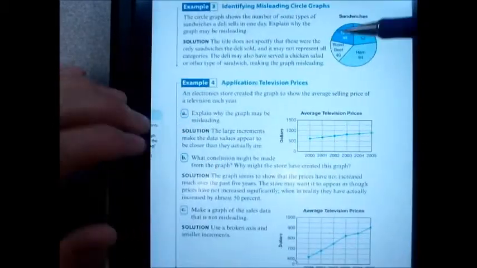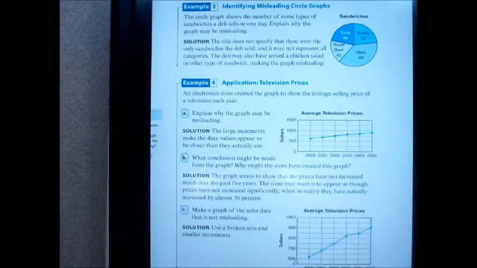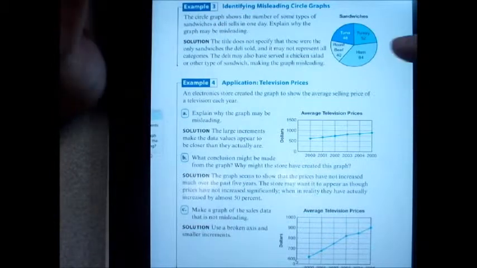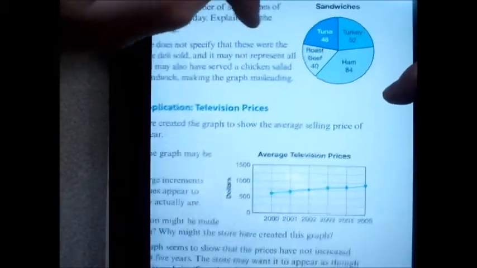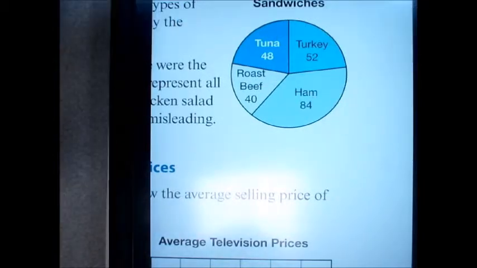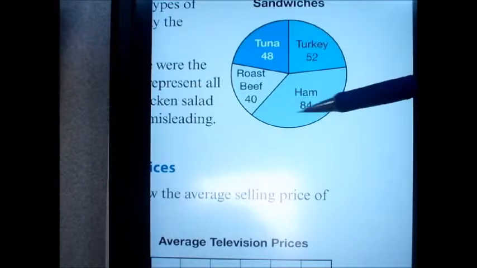So, first of all, let's go over what this graph is displaying. The circle graph shows the number of types of sandwiches a deli sells in one day. Explain why this graph may be misleading. Okay, so it says this is the number of this type of sandwich that was sold in a day. Okay, why might this graph be misleading?